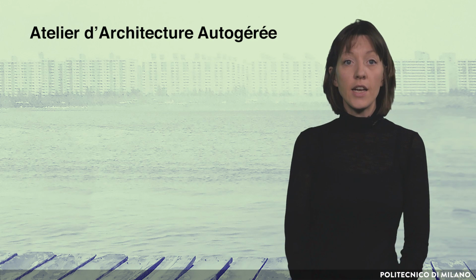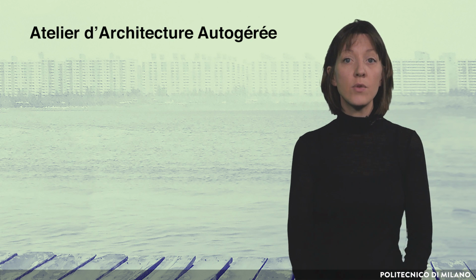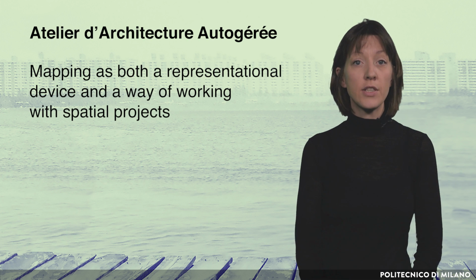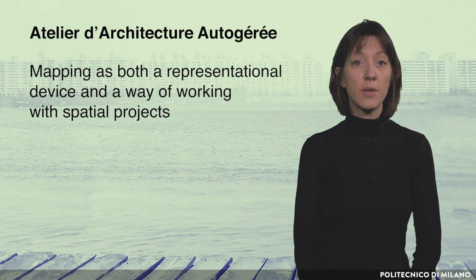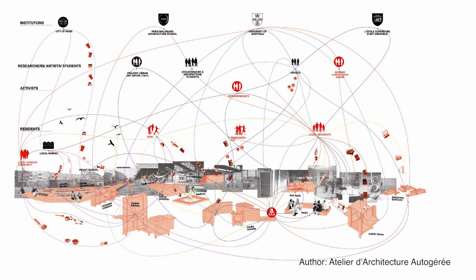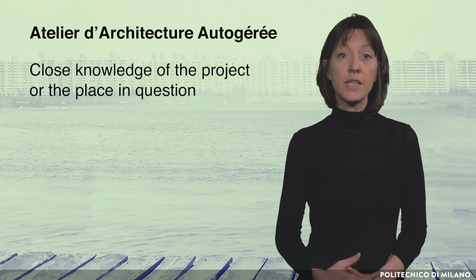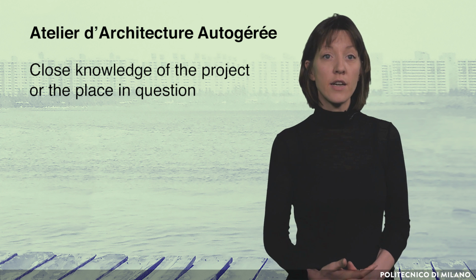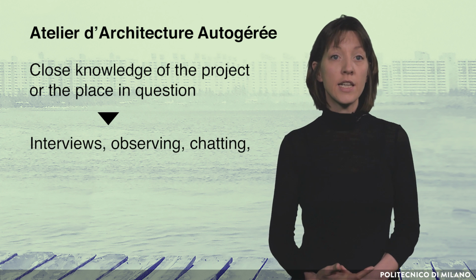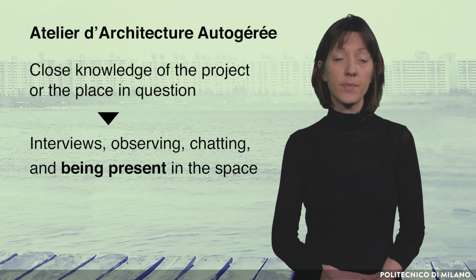The group Atelier d'Architecture Autogérée uses mapping as both a representational device and a way of working with their special projects. In this drawing, loops drawn between people, places, and objects represent the different networks that make up the space. They show how certain people gradually become embedded within the project as they make new relationships and involve themselves in more activities. Such mappings require close knowledge of the project or the place in question, which can be achieved through carrying out interviews, observing, chatting, and above all being present in the space.